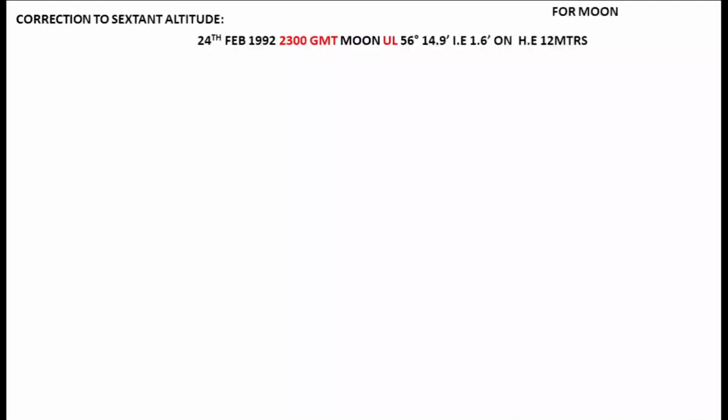I'll just give you an example of how to go about solving this for the moon. I'm not talking about the sun and other bodies because the moon is a little different. The date is given, GMT is given, it's upper limb, the altitude is there, index error, and height of eye. So I write down the sextant altitude, then the index error, on or off the arc. Here it is on, so subtract; I put a minus sign here. And this is the value of my observed altitude.